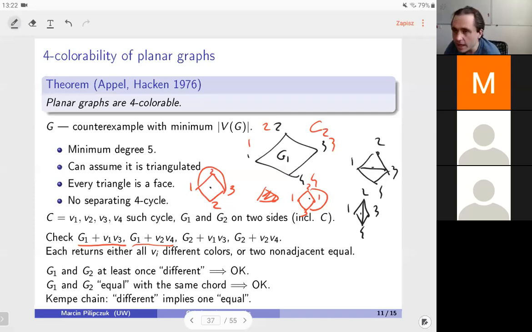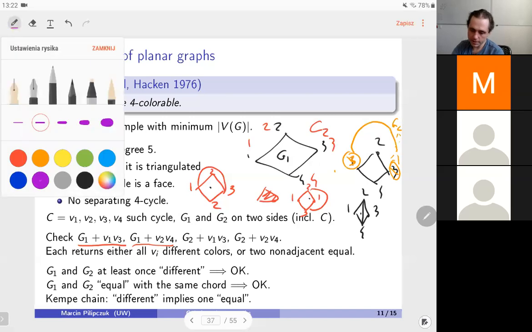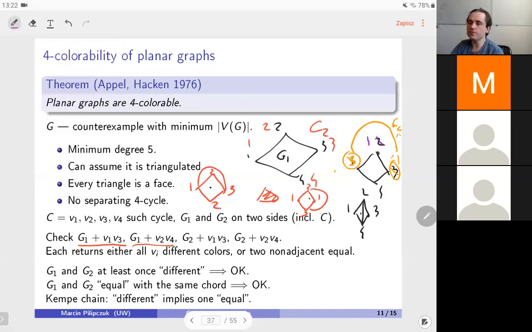But now, Kempe chains come to the rescue. You look at this graph, and you take your favorite color, say orange, and you try to recolor 3 to 1, and propagate it inside the graph G2. This may happen: it may actually recolor 1 to 3 or not. If it propagates and recolors 1 to 3, that means that recoloring 2 to 4 won't recolor 4 to 2.